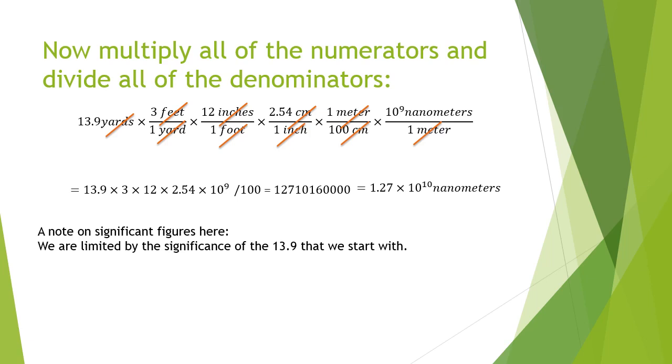Now obviously whenever there's a multiply by 1 or divide by 1, you could skip that step because you're not changing the number. So what I wrote there on that next line where it says equals 13.9 times 3 times 12 times 2.54 times 10 to the 9th divided by 100, I left out all of those ones. And as you can see, I then rounded it to 3 significant figures, so our final answer is 1.27 times 10 to the 10 nanometers.